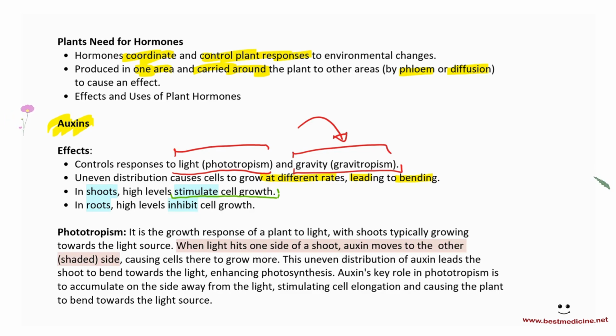In roots, the opposite occurs, okay? In roots, they inhibit cell growth in plants. It's the same hormone, just in different areas. So the cells are reacting to it differently. So again, in shoots, if you have auxins, that's going to stimulate cell growth, while in roots, it's going to inhibit growth inside root cells.